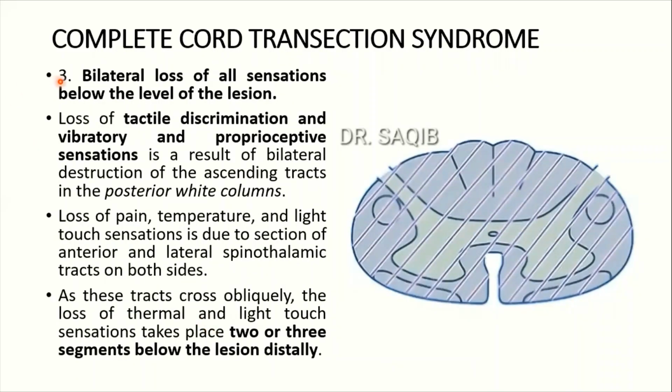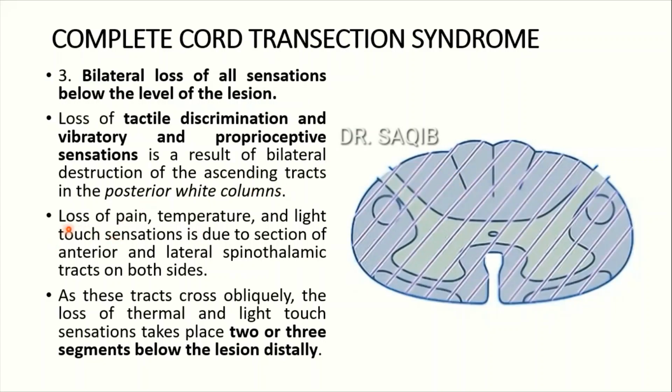Number 3, bilateral loss of all sensations below the level of the lesion. So you see the segments. This is the dorsal column medial lemniscus system. This is the fasciculus gracilis, fasciculus cuneatus, on both sides. And this dorsal column is responsible for the sensations of tactile discrimination, vibratory and proprioceptive sensation. These would all be lost as this is damaged.